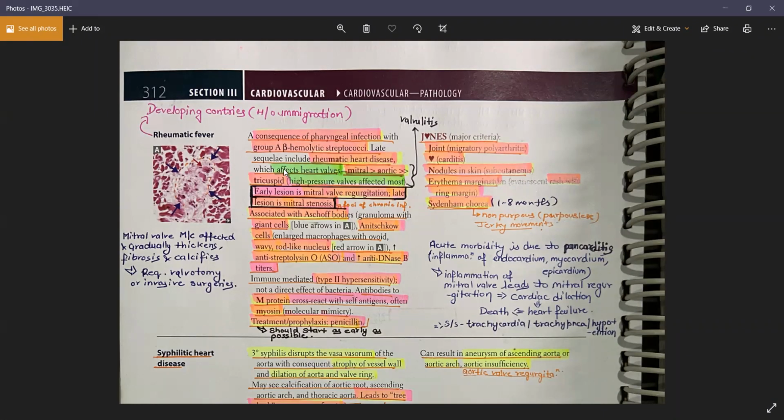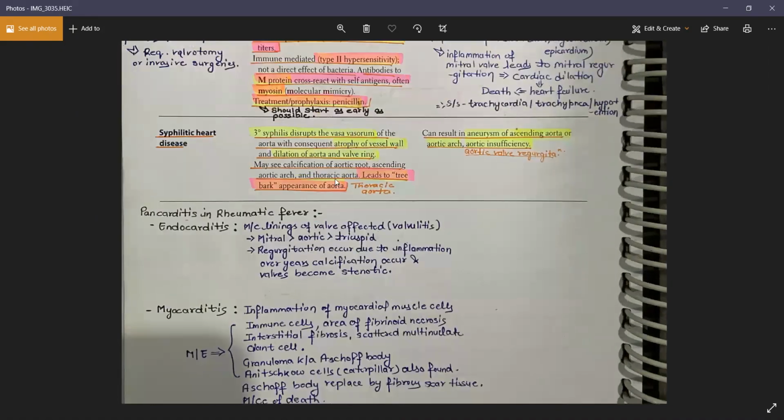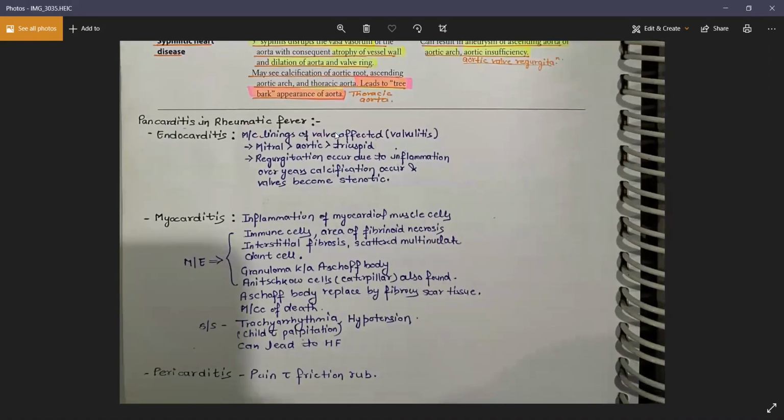Okay, and this rheumatic fever will only be seen in the developing countries, so the patient must have a history of immigration. Whenever Step 1 wants to give you a case of rheumatic fever, they always give you a history of immigration, very important. And now let's discuss all the things which are happening in case of rheumatic fever.